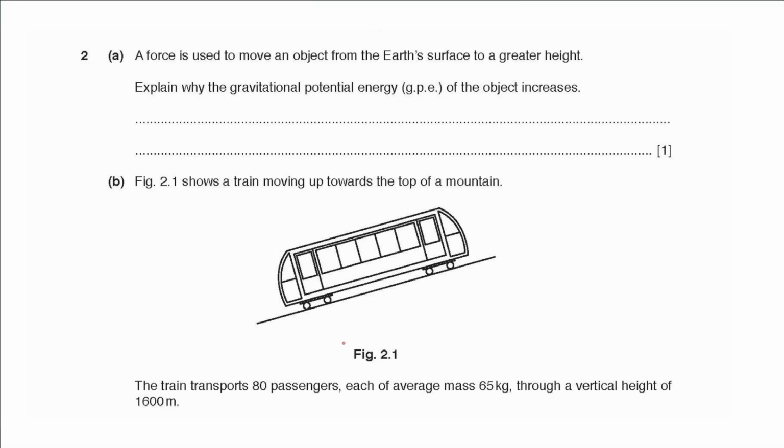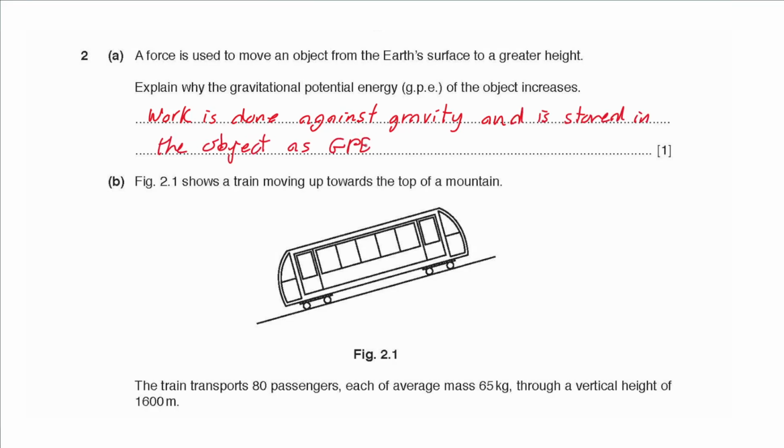Question 2a says a force is used to move an object from the Earth's surface to a greater height. Explain why the gravitational potential energy of the object increases. We can say that work is done against gravity and is stored in the object as gravitational potential energy.